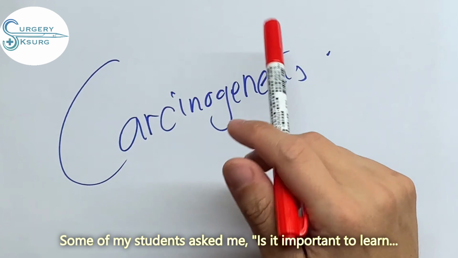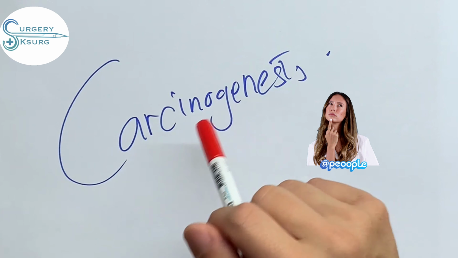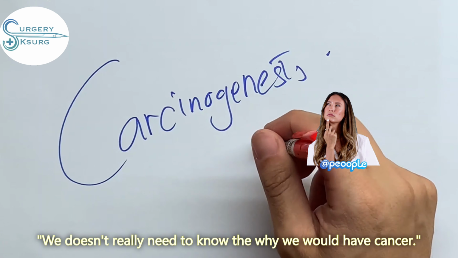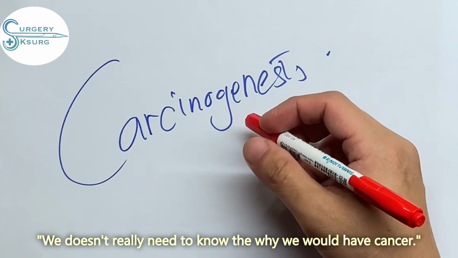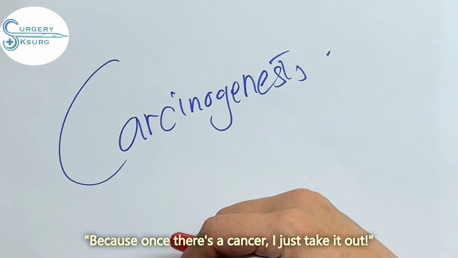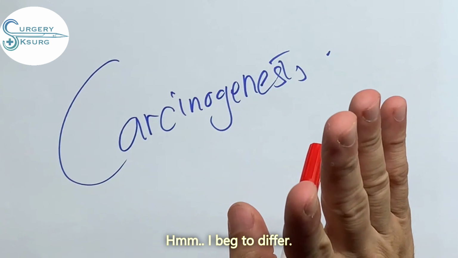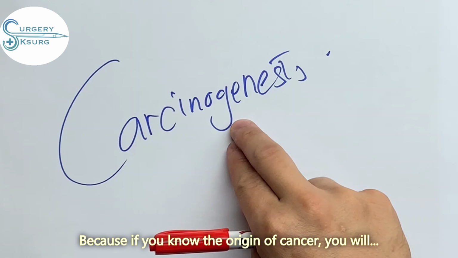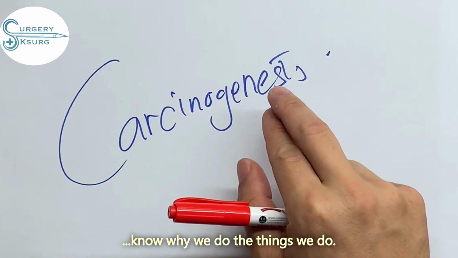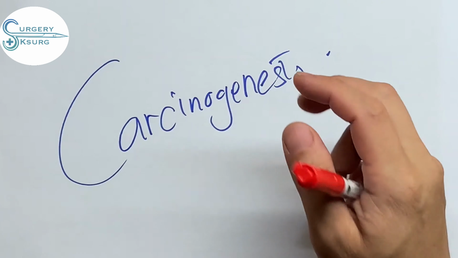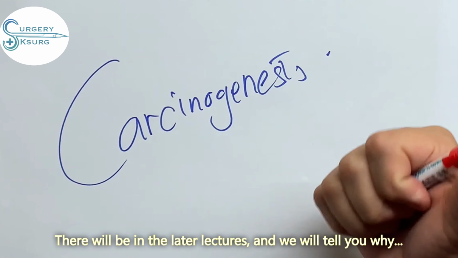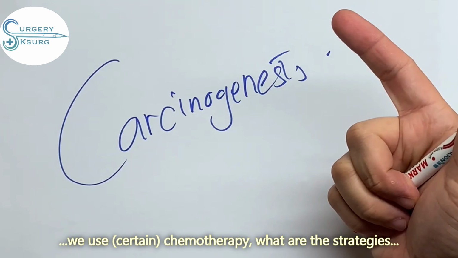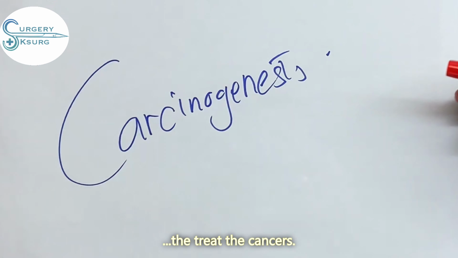Some of the students ask me, is it really important to learn carcinogenesis? We are surgeons. We actually don't really need to know why we have cancer. Because when there's a cancer, I just take it out. I beg to differ, because if you know the origin of the cancer, you will know why we do the things that we do. They will be in the later lectures and will tell you why we use chemotherapy and what the strategies are to treat the cancers.